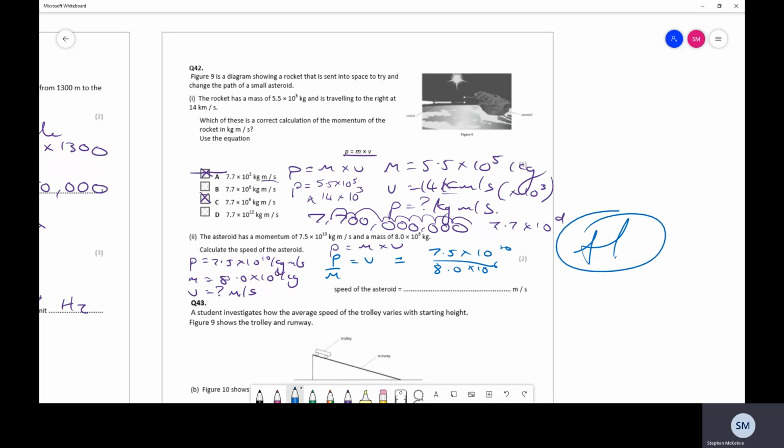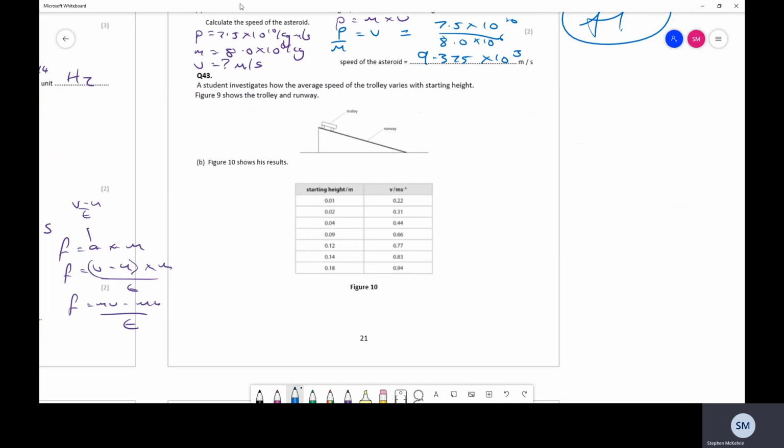Pop it into my calculator. 7.5 times 10 to the power of 10, divided by 8.0 times 10 to the 6. 9.375 times 10 to the 3 meters per second. Okay, wake up, McKelvey. Come on.